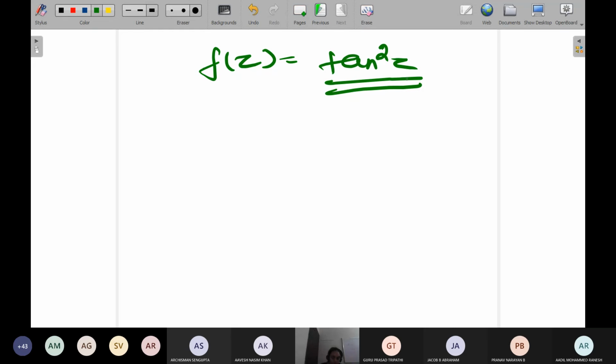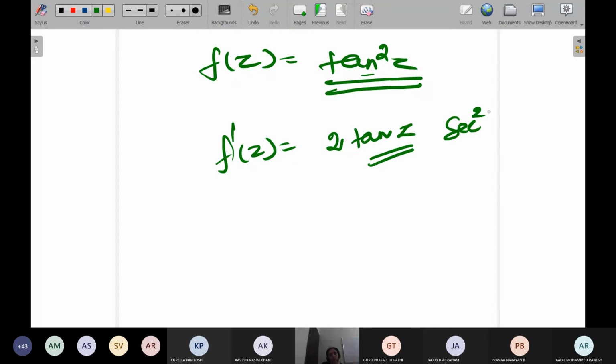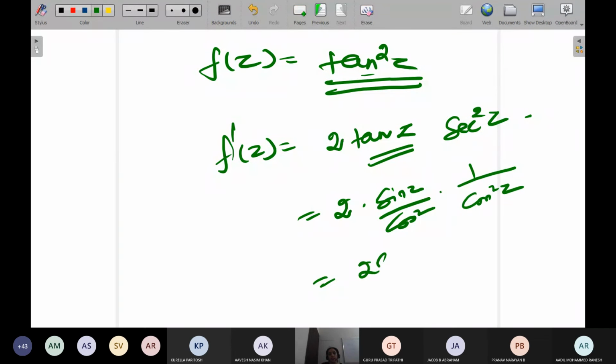Yes, ma'am. Can you tell me what will be the differentiation of this alone? You tell me, f dash of z. Ma'am, the question is tan square of z. Yes, tan square z. Okay, ma'am. 2 into tan z, then differentiation of this will be secant square z. So you can write this as 2 into tan z, which is sin z by cos z, and secant square z is 1 by cos square z. So 2 sin z divided by cos cube z you have.